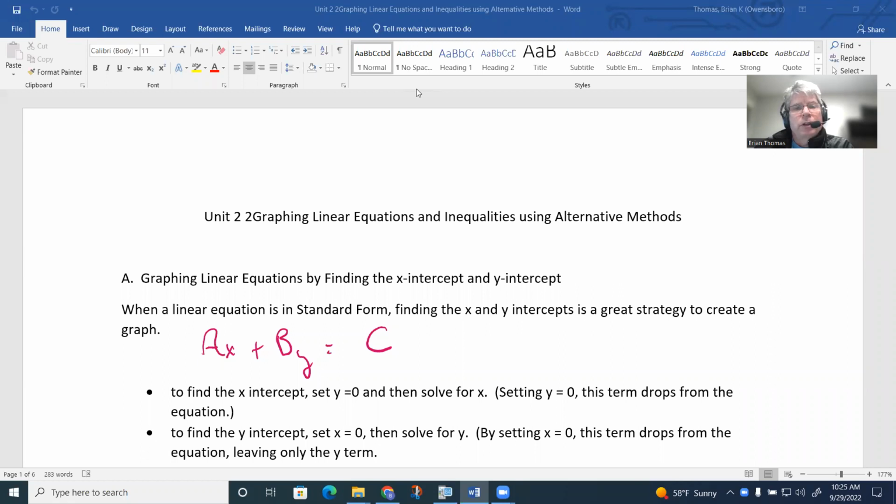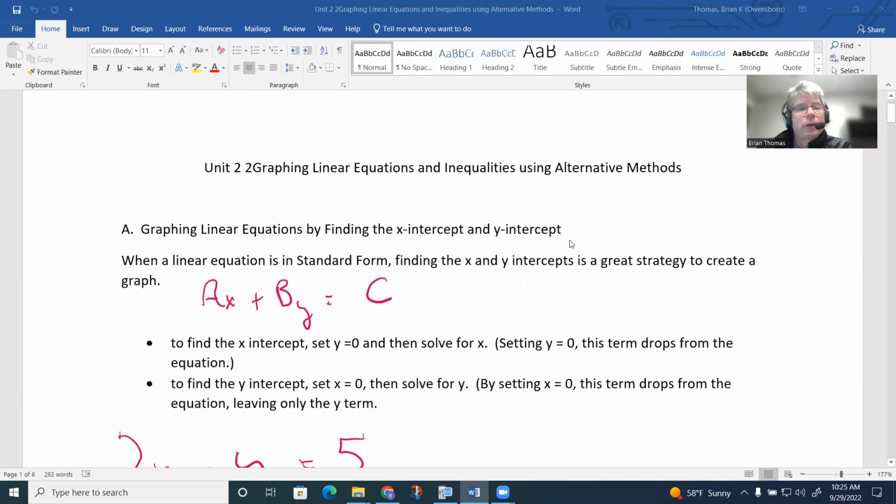So this is going to be lesson 2 out of unit 2. We're going to be graphing linear equations and inequalities using alternative methods. Actually, we're probably going to just work with graphing linear equations. We're not going to get into the inequalities at this time. So that's a good thing at this point.